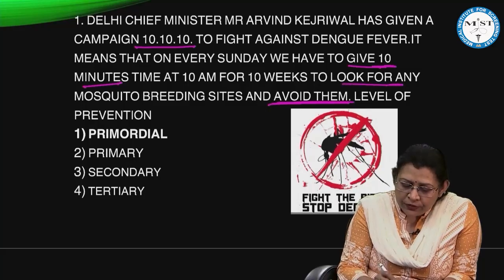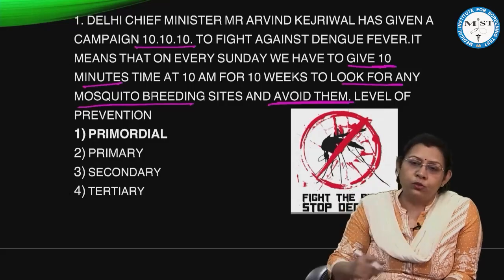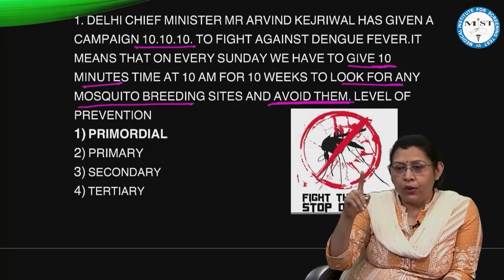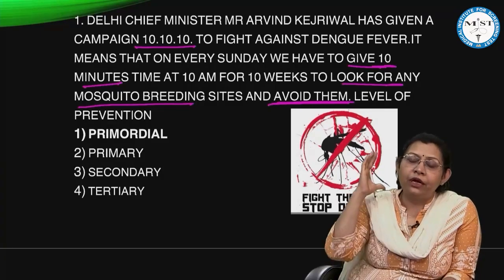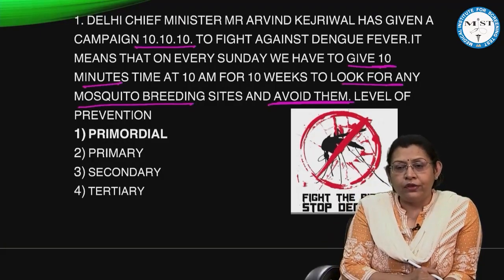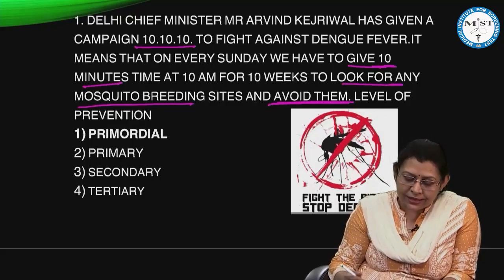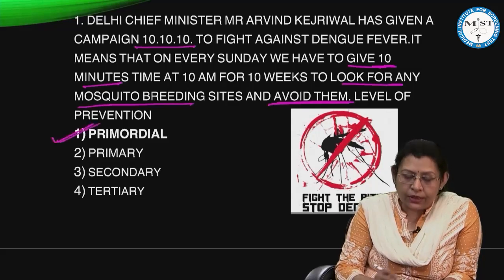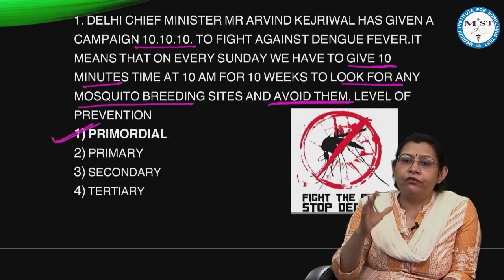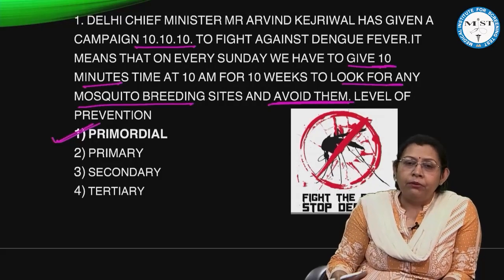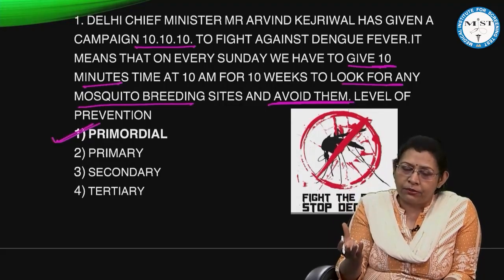To look for any mosquito breeding, and we have to avoid those mosquito breeding sites. And we know that if we are avoiding the mosquito breeding, it means we are avoiding the risk factor of that particular disease, and definitely what level of prevention is this? This is your primordial level prevention. So here the catchword is that we have to avoid the mosquito breeding by looking for the breeding sites, and definitely we have to avoid those breeding places.